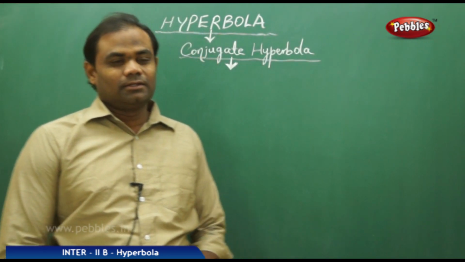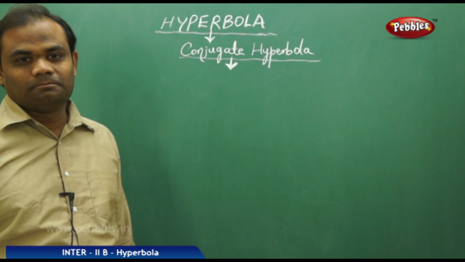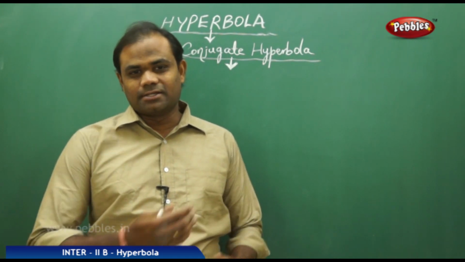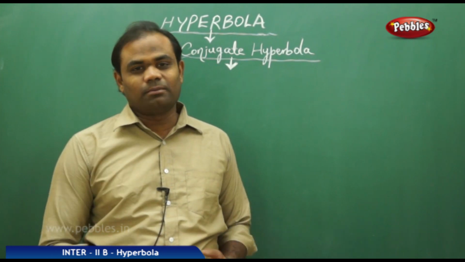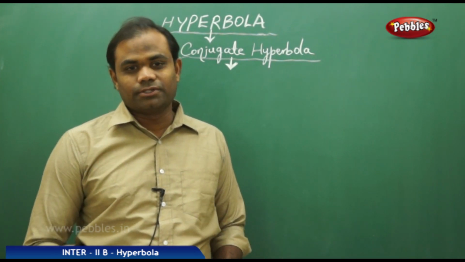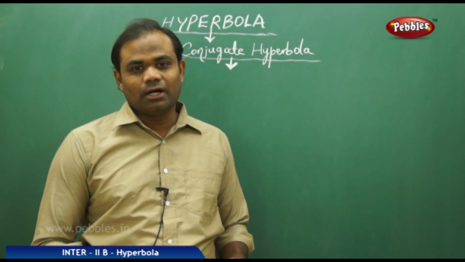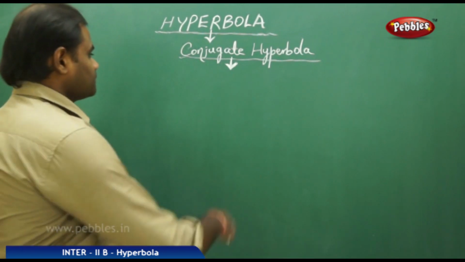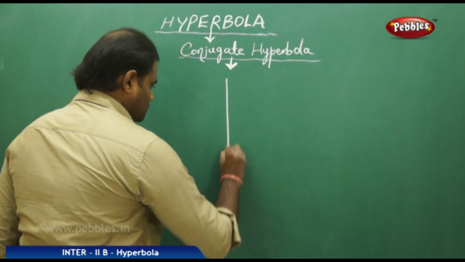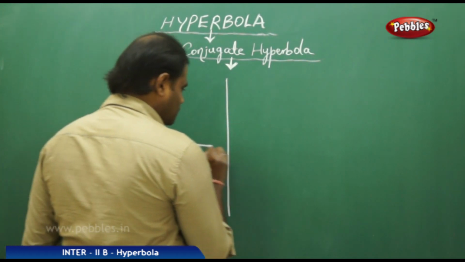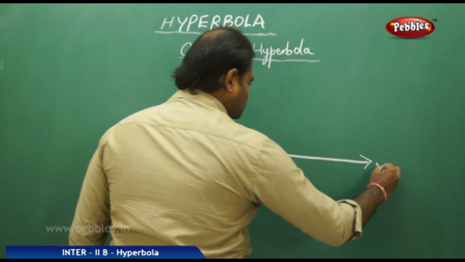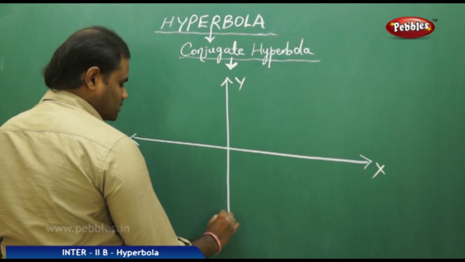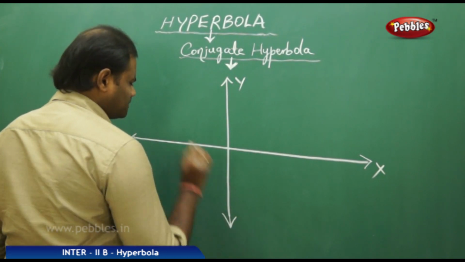Conjugate hyperbola. So what is a conjugate hyperbola? A hyperbola with the transverse and conjugate axes interchanged with the original hyperbola is how we define the conjugate hyperbola. So let's see how we define the conjugate hyperbola in today's session. Let me take the equation of the hyperbola in standard form with the x-axis and y-axis out here.